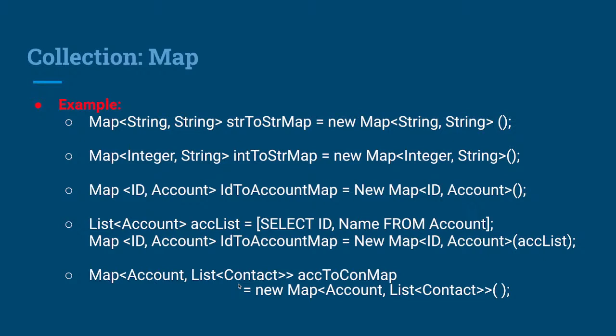So I will give you a few examples. First we'll see primitives, and then I will show you how we can use sObjects in the map, right? So Nagarjuna, map is unordered. Here also we don't have any indexing. So we have key value pairs. If you want to search anything, you can search that value on the basis of the key.